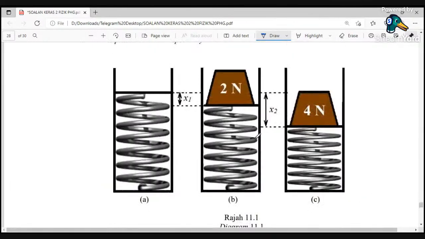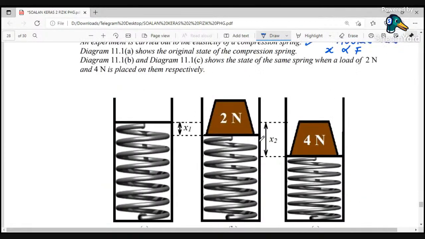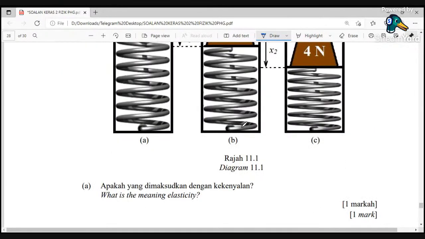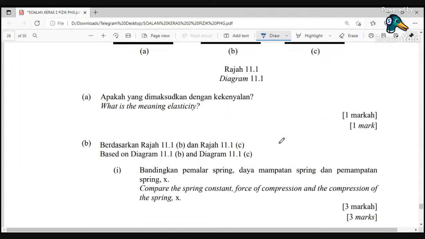Dalam kes ni adalah compression, so it's a bit different. Kita mention extension kalau dia memanjang, compression kalau dia memendek. Compression ataupun extension. Tapi term dia masih lagi gunakan simbol X. What is the meaning of elasticity? Okay. Ini bukan physical quantity. Okay. So ia adalah the property, satu sifat bahan saja.